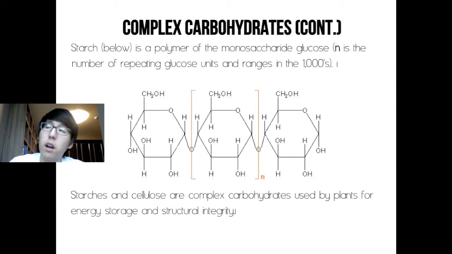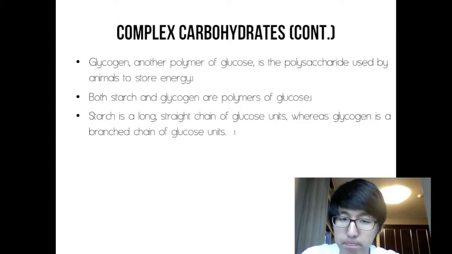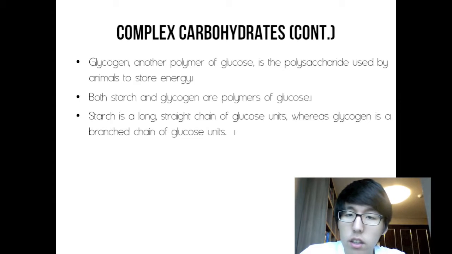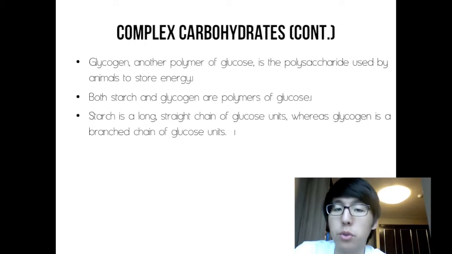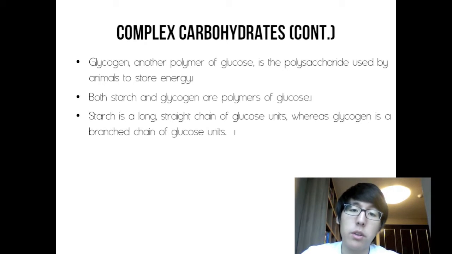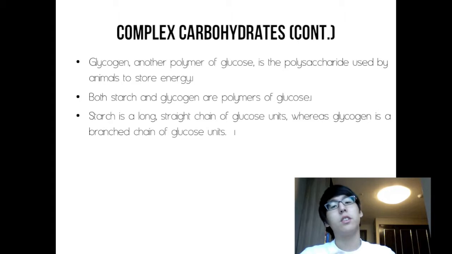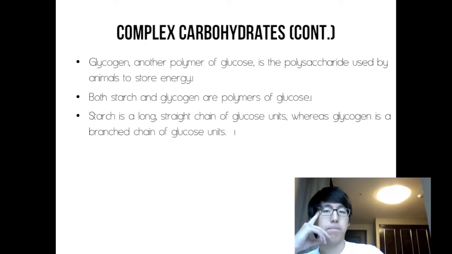Starch, located below, is a polymer of the monosaccharide glucose. And starches and cellulose are complex carbohydrates used by plants for energy storage and structural integrity. Glycogen is another polymer of glucose and is the polysaccharide used by animals to store energy. Both starch and glycogen are polymers of glucose. Starch is a long straight chain of glucose units, whereas glycogen is a branched chain of glucose units.